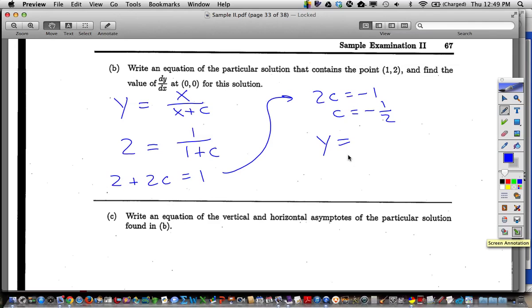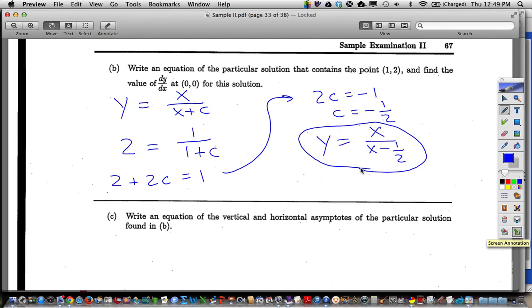Put it back in there for c. So I get this. So the particular function that I'm going to be working with, the particular solution to this differential equation with that initial condition, is that function right there. Okay?